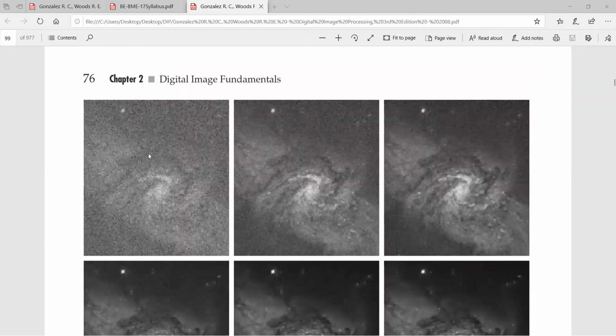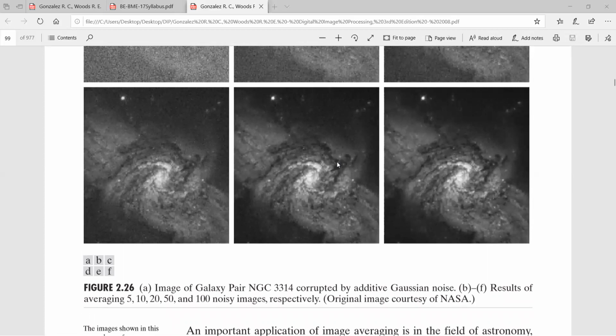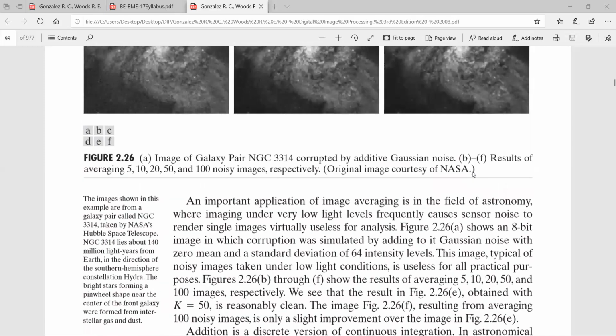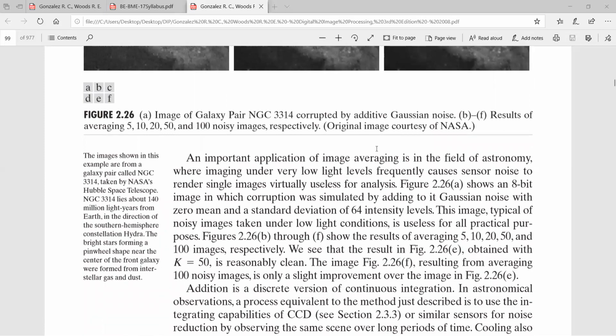So you can see here that the image is relatively clearer where it has been averaged over 50 and 100 noisy images. This is the application of image averaging in astronomy, where imaging under very low light levels frequently causes sensor noise to render single images virtually useless for analysis.